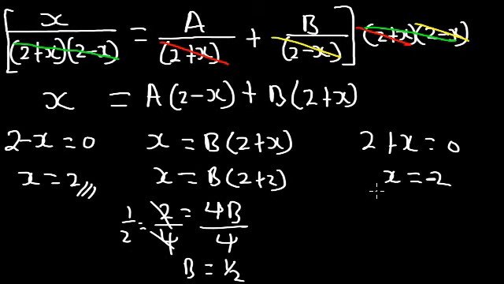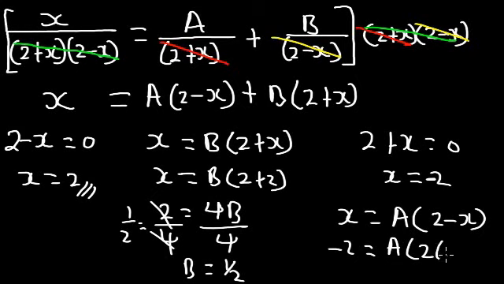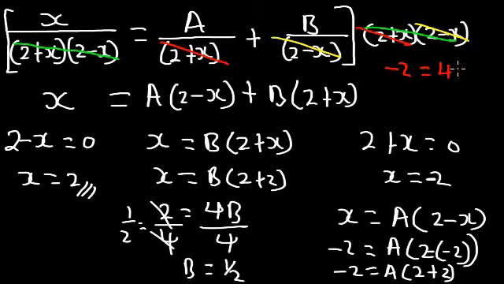So now let's solve for a. So x will be equal to a in the bracket of 2 minus x. Since x is minus 2, that will be equal to a multiplied by 2 minus 2. And that will be minus 2 equals a multiplied by 2 plus 2. And eventually, let me just write that over here. That will be minus 2 equals 4a. And dividing 2 by 4, a will eventually be minus 1 over 2. So b is 1 over 2 and a is minus 1 over 2.